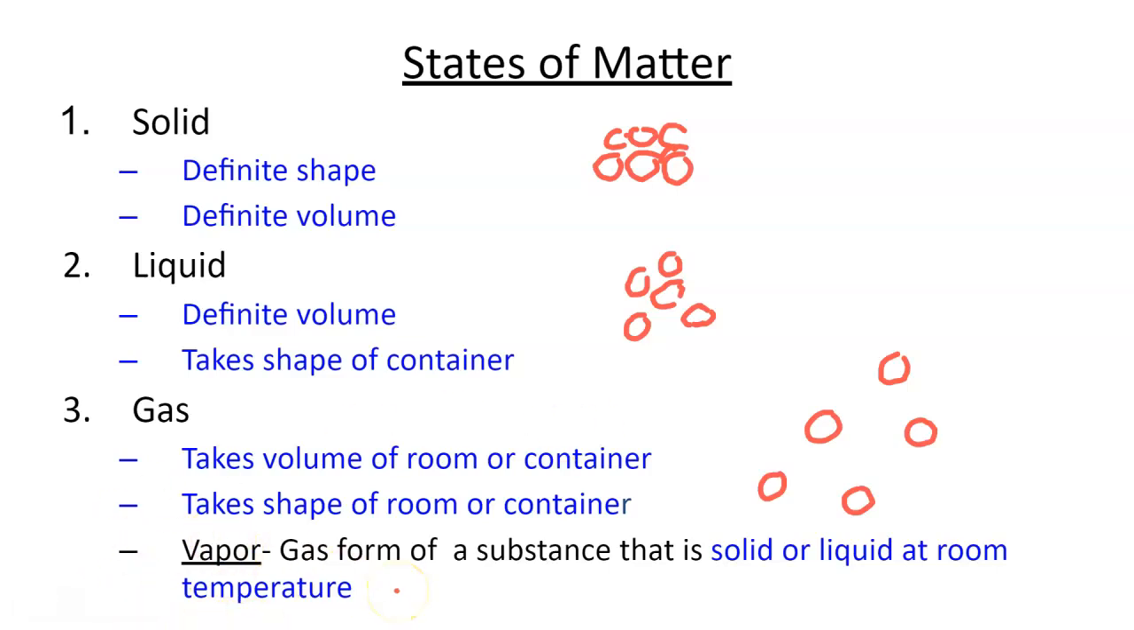A new term here, vapor. So not all gases are called vapor. Vapor is specifically a substance that's normally a solid or liquid at room temperature, but has now been turned to gas at other conditions.